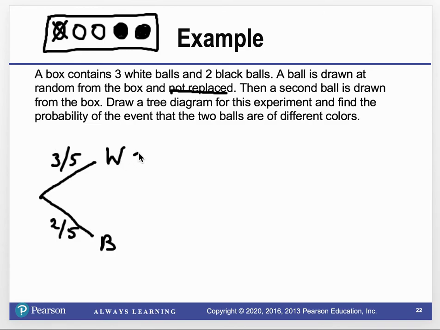So on your next draw, you still have a chance of getting a white or a black ball, but your probabilities have changed. Now the probability it's white is 1/2, 2 out of 4. Likewise, black 1/2.